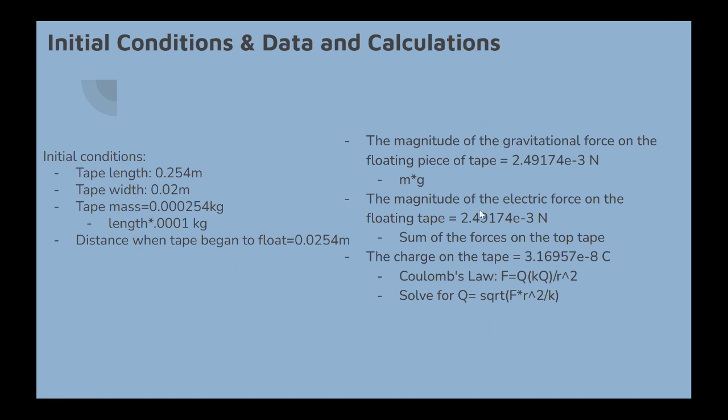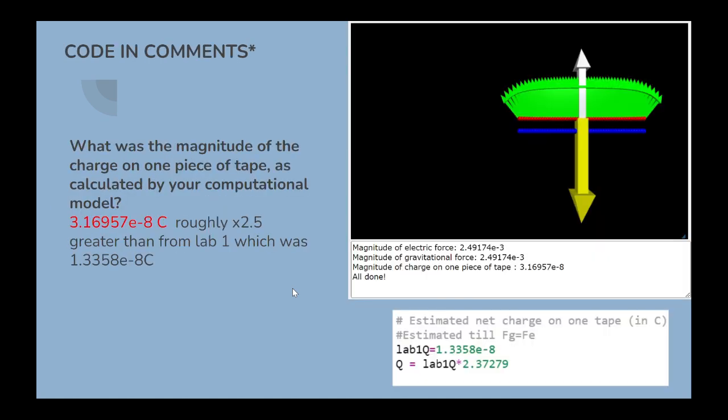So we have the magnitude of electrical force, gravitational force, and the charge on the tape, which we found by trial and error. The magnitude of the electrical force was the sum of the forces on the top tape, which we did in the code here. So again, we found that the magnitude of the charge of one piece of tape was this number right here, which is greater than the one from Lab 1.